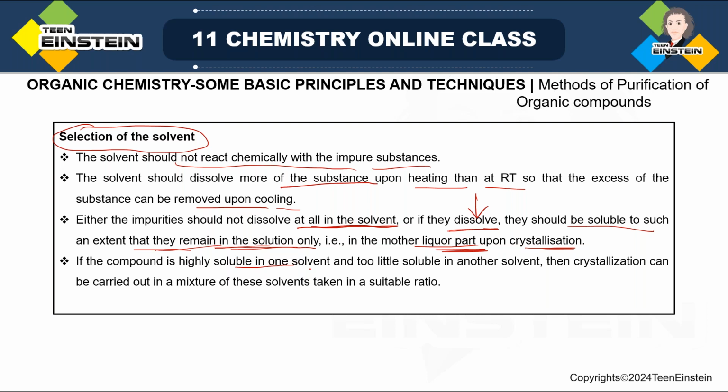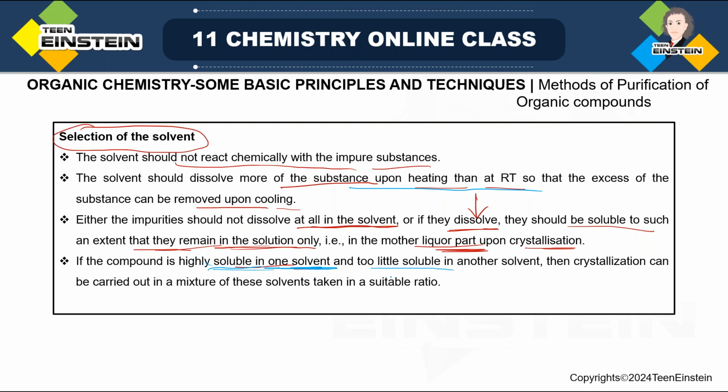Suppose the compound is highly soluble in one solvent, and you are not getting a solvent which can fulfill this condition, that is, not sparingly soluble at room temperature but perfectly soluble on heating. Suppose you are not getting that condition. Another way is there. If the compound is highly soluble in one solvent at room temperature, so you don't have to heat it, but we don't want this condition, then what can you do?